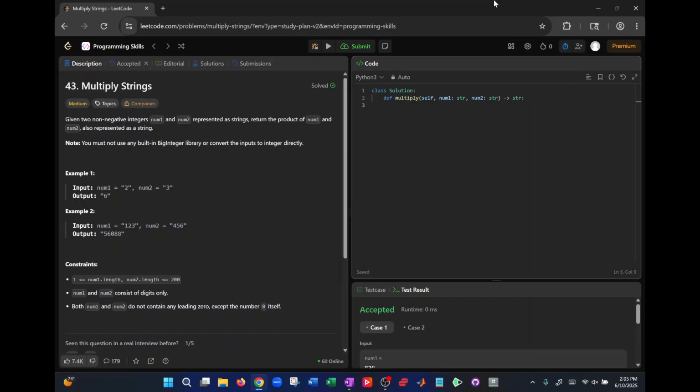Okay, so in this exercise we are going to multiply strings together. The way that this is going to work is that we are going to be given numbers, but they're going to be represented as strings, and we need to find the product. But it says you must not use any built-in big integer library or convert the inputs to integer directly.